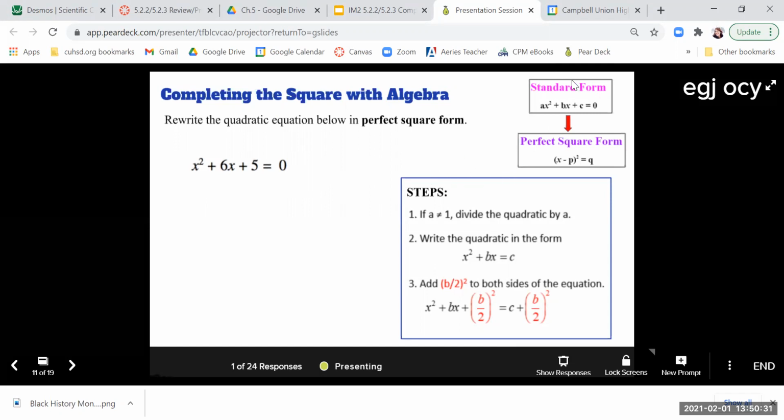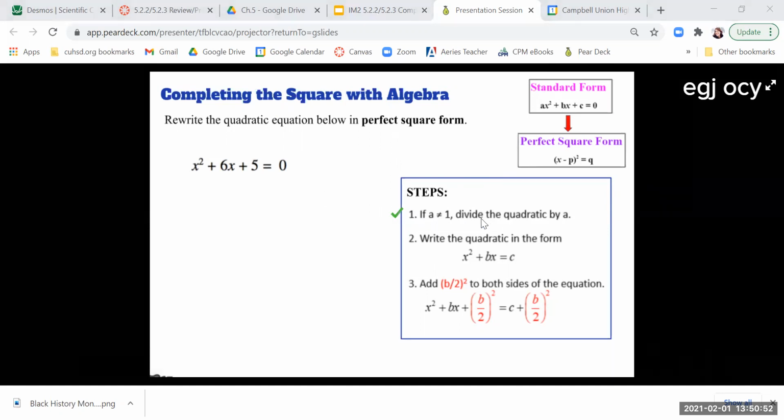So first of all, we're in standard form. Step 1 says if a does not equal 1, so see in standard form this a right here, if that a is something other than a 1, we need to divide the quadratic by a. But in this equation, a is 1, so we don't have to worry about it. So that is taken care of. All right, so we already have a is 1. Step 2 says write the quadratic in the form x squared plus bx equals c.